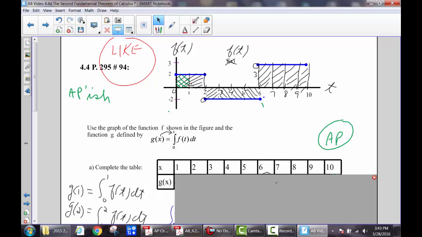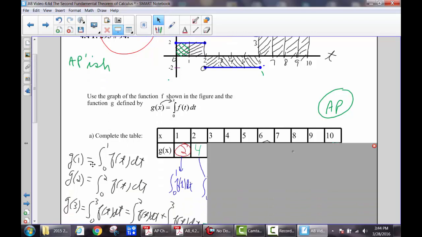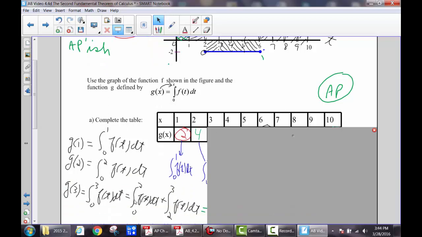So if I go from 0 to 1, then I have this green region right here. It's a rectangle, width 1, height 2. 1 times 2 is 2. 0 to 2 is just another one of those rectangles, also width 1, height 2. So 2 plus another 2 is going to be 4. G of 3, and now you can start accumulating, because g of 3 is the integral from 0 to 3, but isn't the integral from 0 to 3 the integral from 0 to 2 plus the integral from 2 to 3?